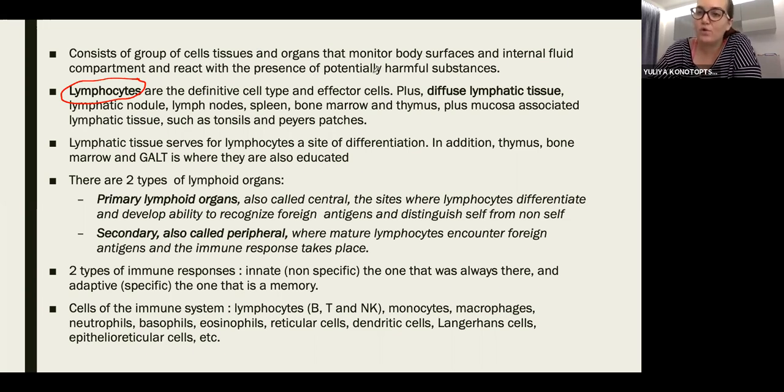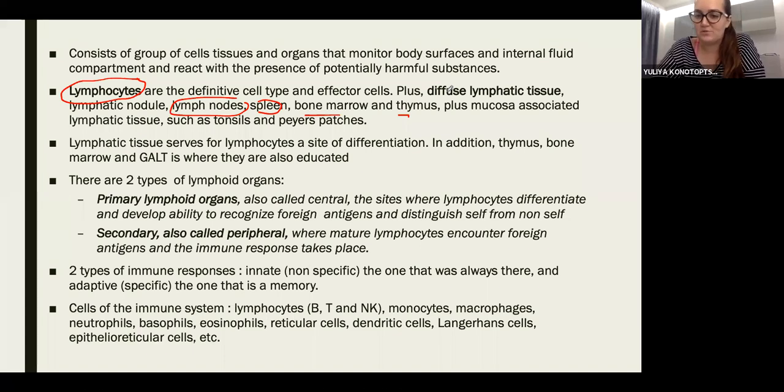Where can we find those lymphocytes? They can be in the solid organs, for example your lymph node, spleen, bone marrow, thymus, or they can be diffuse. They can be everywhere, so we say diffuse lymphatic tissue. When I say diffuse lymphatic tissue, what am I actually talking about? Maybe you can guess. The lymphocytes which are everywhere, how do we call it?